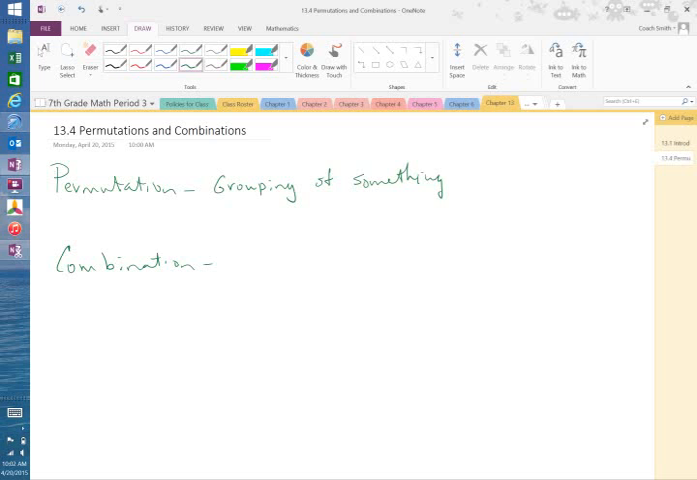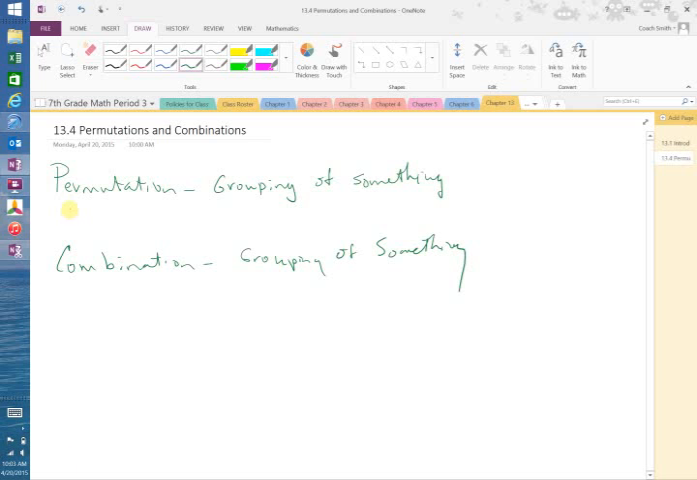It could be an actual object. It could be classes that you're going to have on your school schedule. It could be randomly playing discs or MP3s for a disc jockey, okay? All of those things can be quantified as either permutations or combinations. But it's a grouping of something, okay? Both of them are a grouping of something. And in the book they use objects, okay? But it's not necessarily objects, okay? So that's why it's a grouping of something.